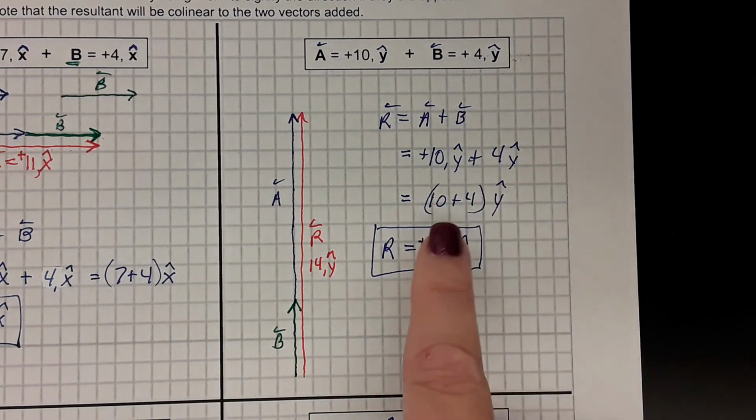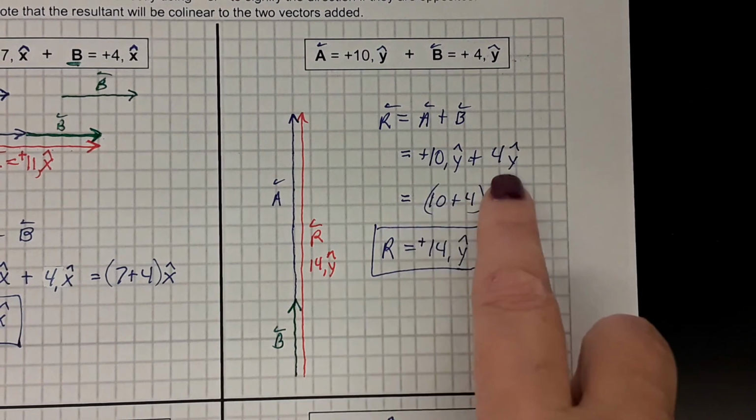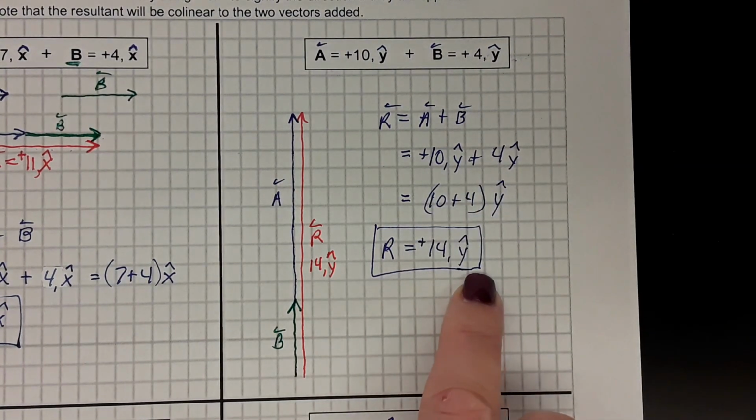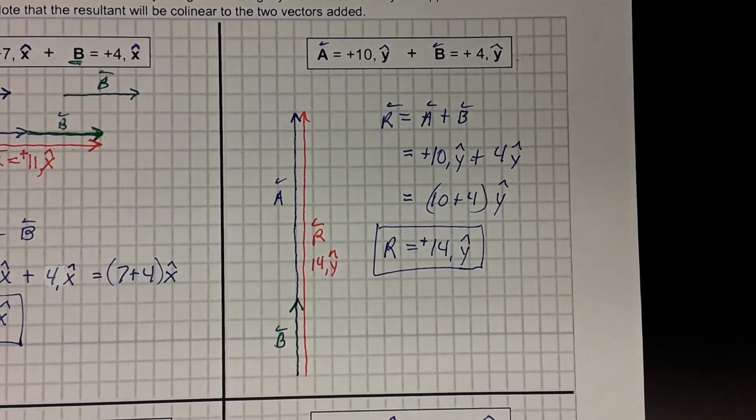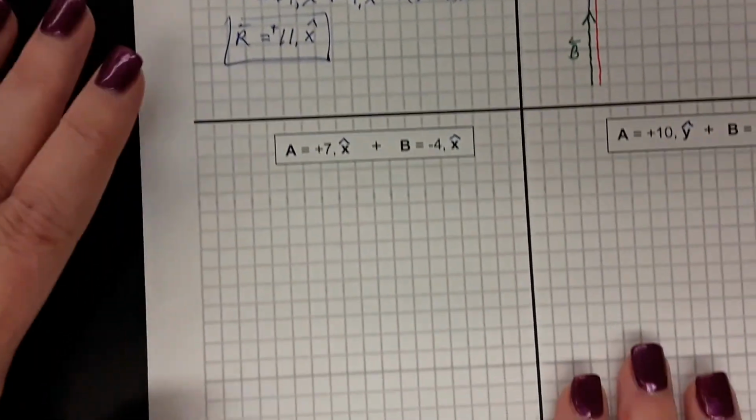Then the math would look like this. Formula, numbers plugged in, and answer with magnitude, although there's no unit, and direction. Now, let's look at a slightly different collinear situation.